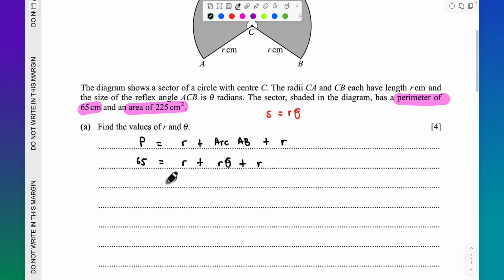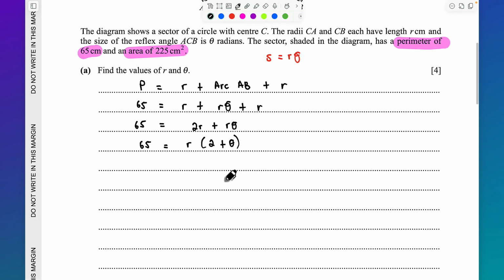But we can actually simplify this a little bit further. Maybe let's write it as 65 is equal to R plus R, which gives you 2R, plus R theta. We also have the option of making sure we have one R and one theta in our equation by factoring out an R, so that becomes 2 plus theta. This might be useful, it may not be. Maybe we'll need to work it out in this format, but we'll write it just in case it ends up being helpful.